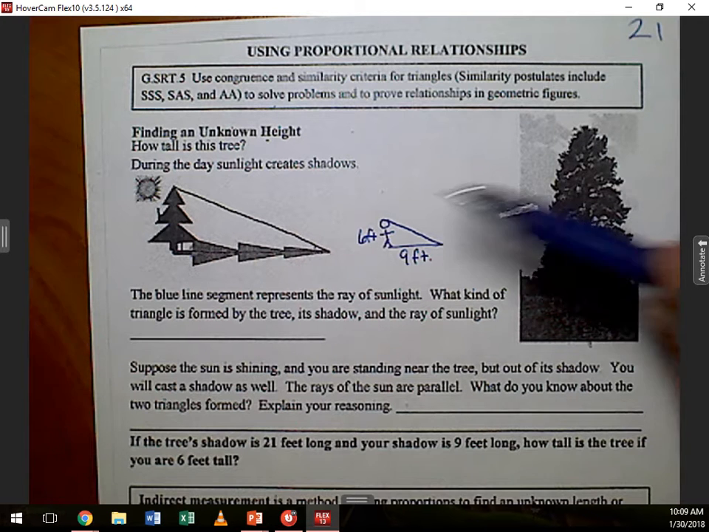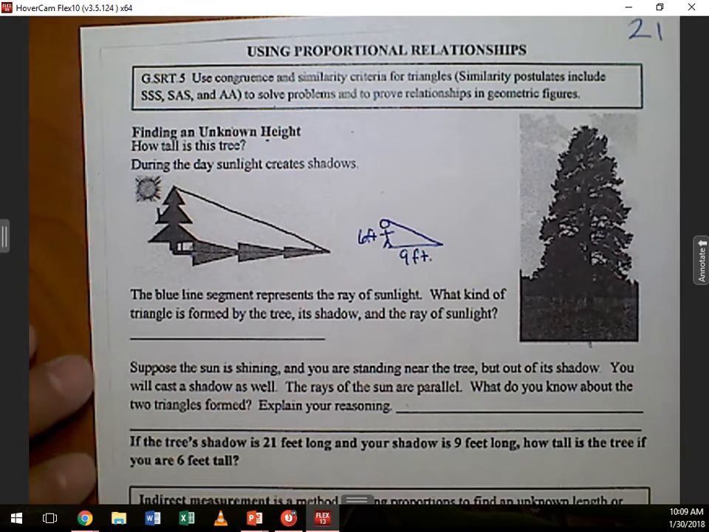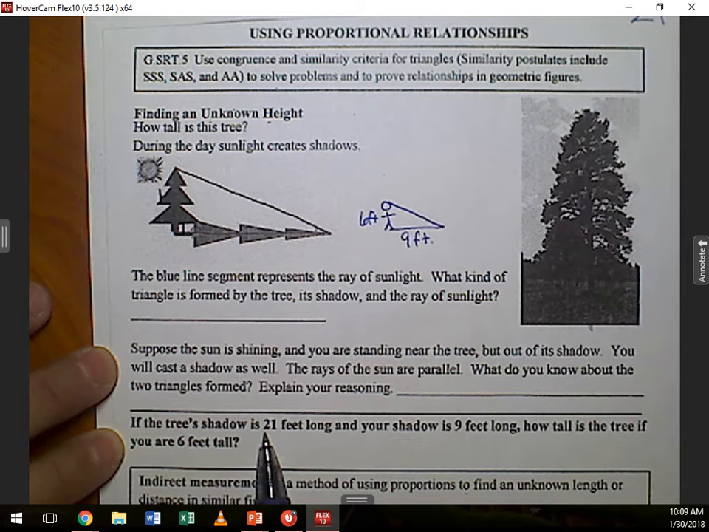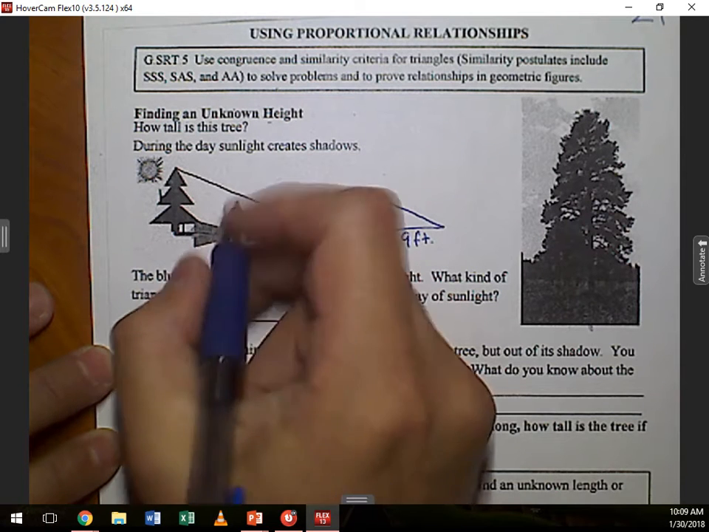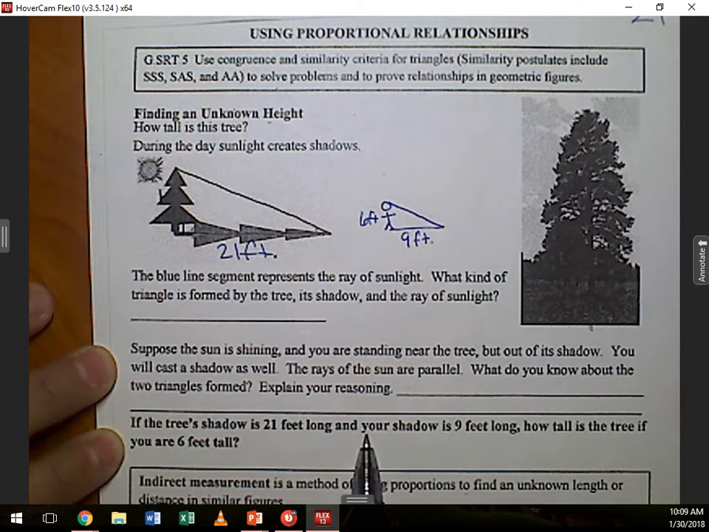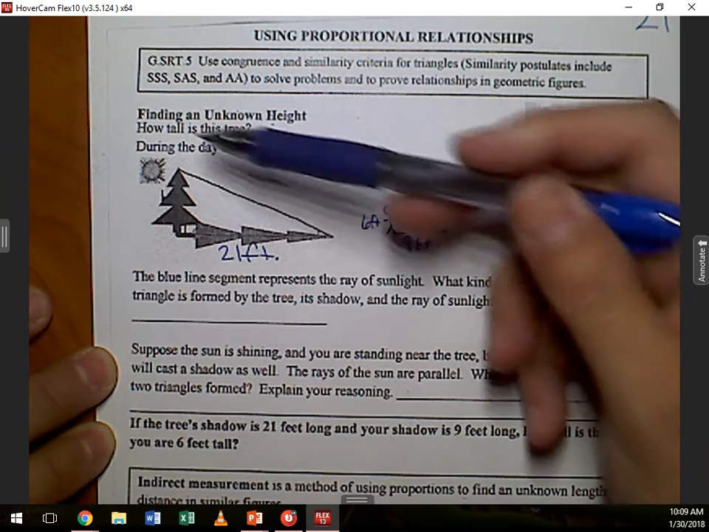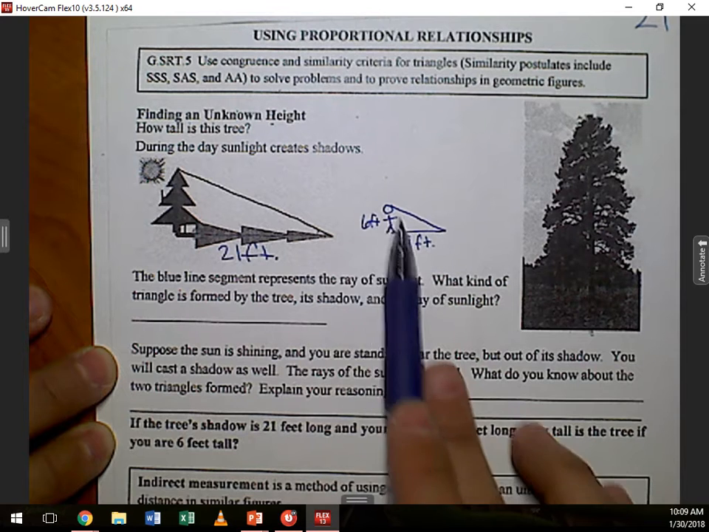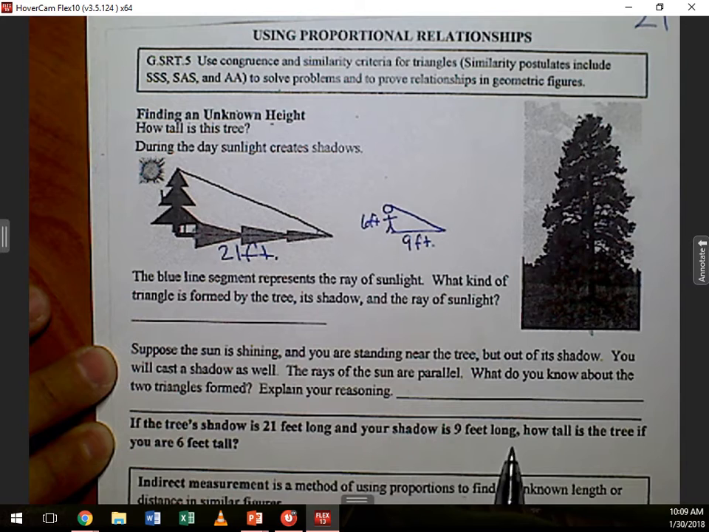So from this, I'm going to find some unknown value. I'm taking this information from down here: the tree shadow is 21 feet long. So I'll put 21 feet right here. And how tall is the tree? It says, how tall is a tree if you are 6 feet tall? Our annoying person that throws stuff is 6 feet and has a 9-foot shadow. I got this from right here.